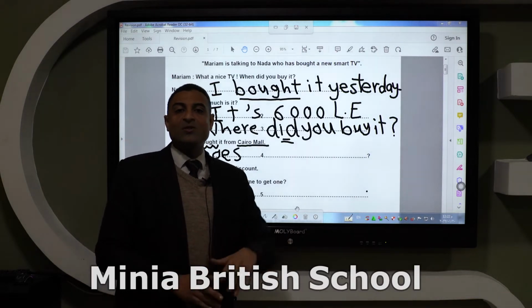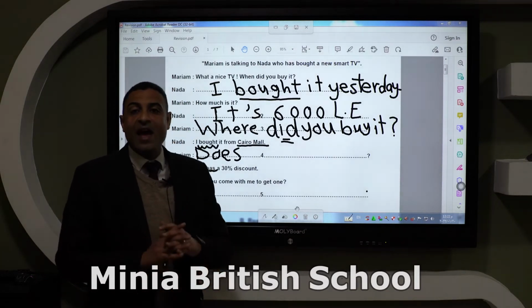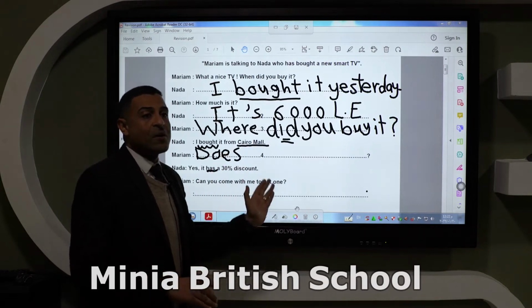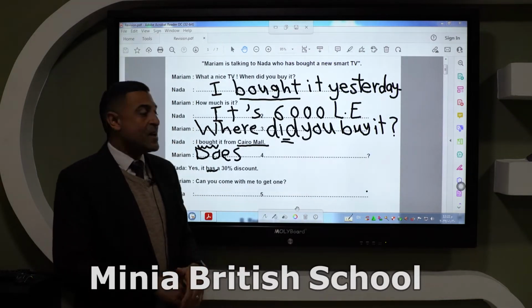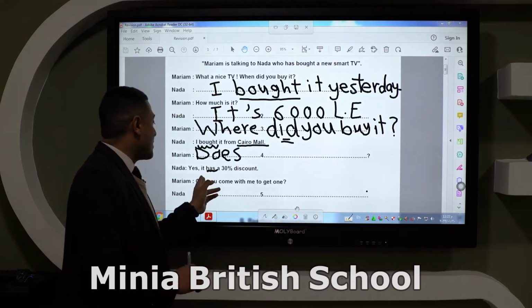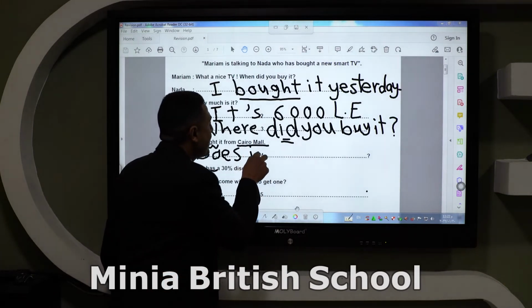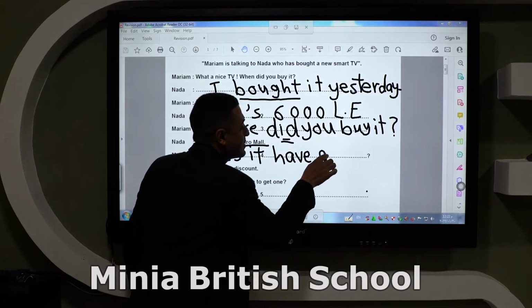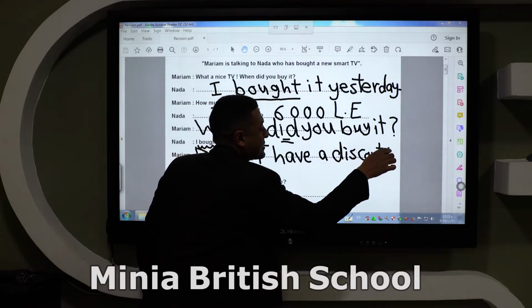No. Sorry to tell you that it's not a correct sentence, because here has is the main verb. But if I start using has, I should have a past participle form of another verb. It will be the present perfect tense. But here has is in present simple form with the third singular pronoun, which is it. So I will say, does it have? Does it have a discount?